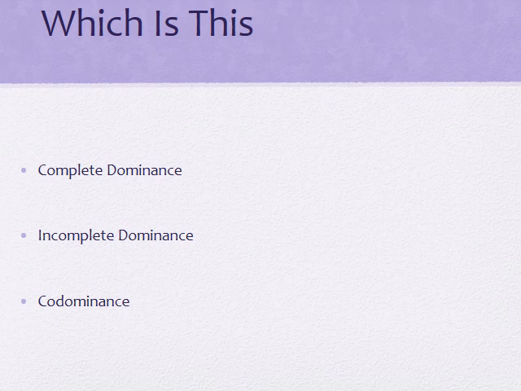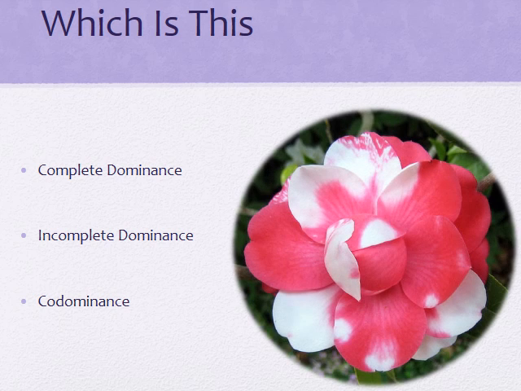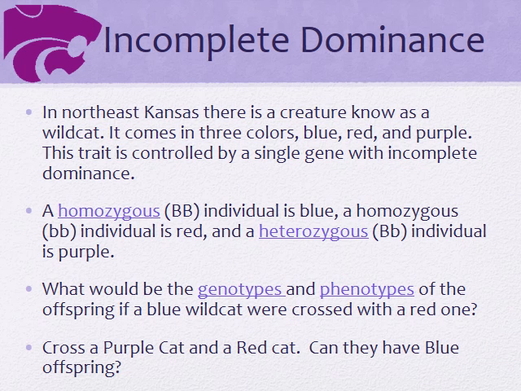Which is this? Well, this is currently a polar bear hiding in a snowstorm. But check it out. We got ourselves a real groovy thing going on here, man. We got this really cool flower. It's got pink and it's got white splotches everywhere. What do you think? This would without a doubt be codominance. Both traits are showing, so we've got pink and we've got white.